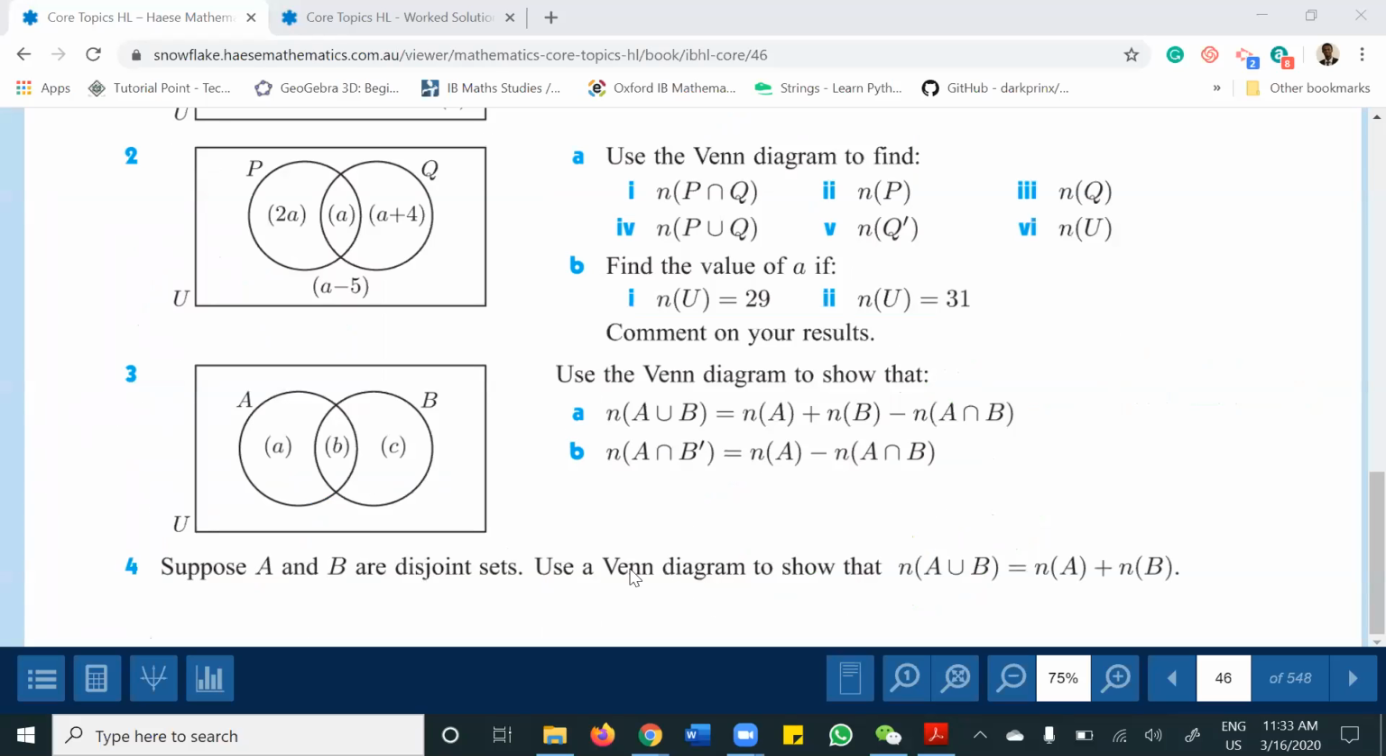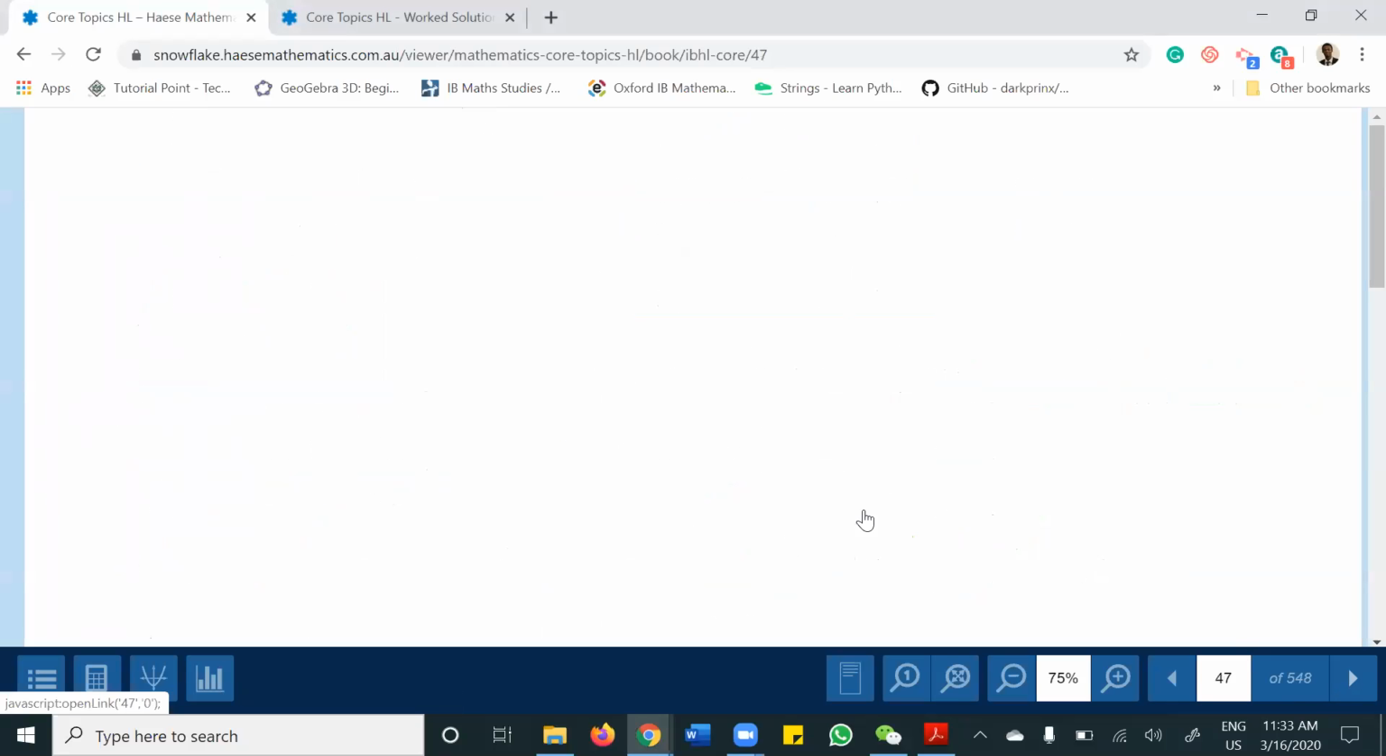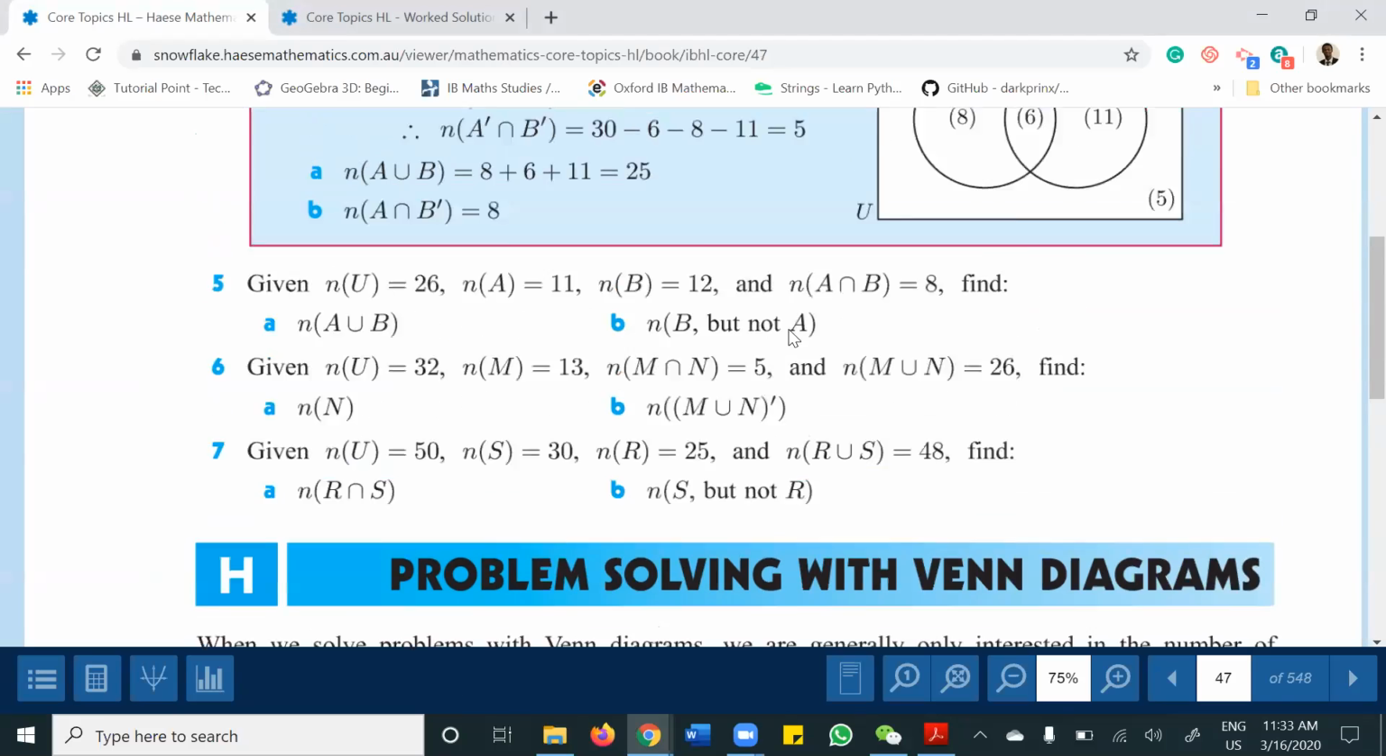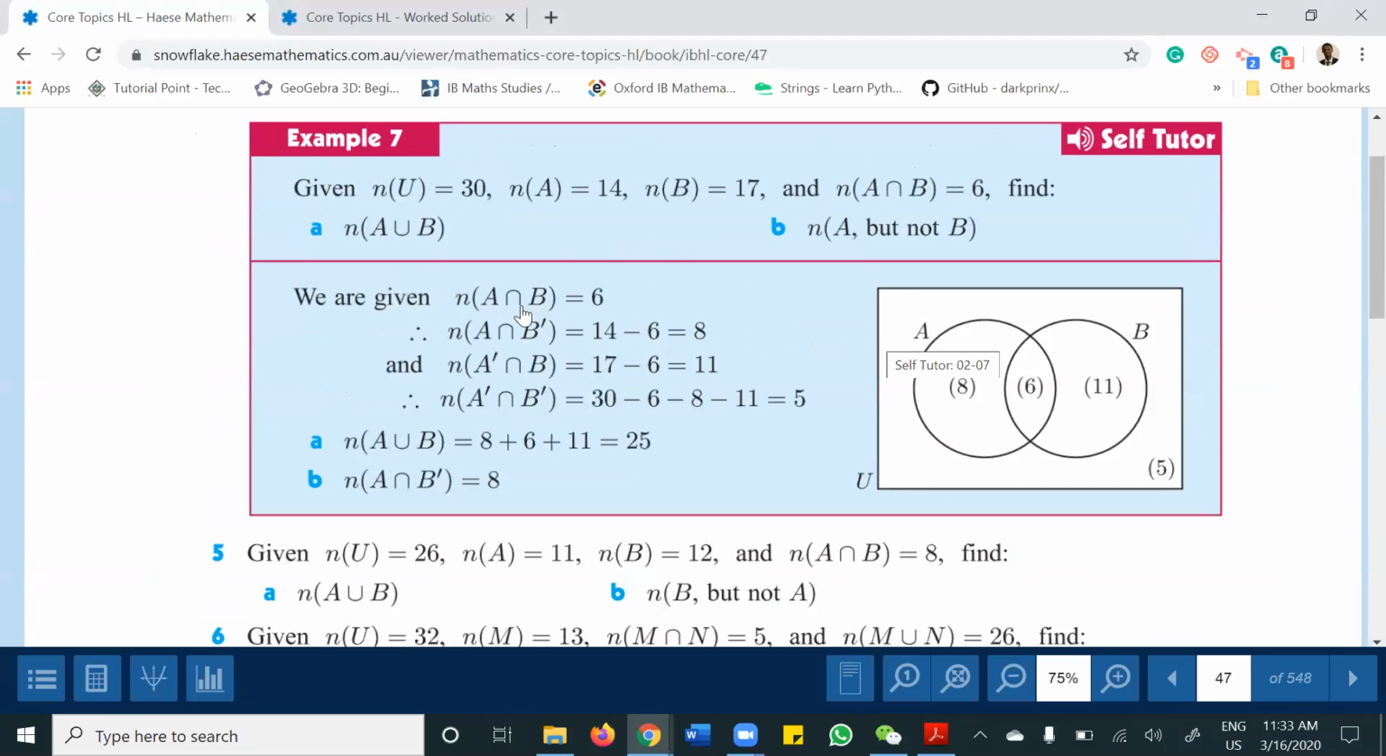Suppose A and B are disjoint, use a Venn diagram to show. That's easy. Now, we're going to need the set formula here, so let's go through this example first. The universal set is 30. A is 14, B is that, and the intersection is 6, and that has been labeled. Find A union B. So A union B will be A, which is 14, plus B, minus the intersection. Does that make sense, everyone?